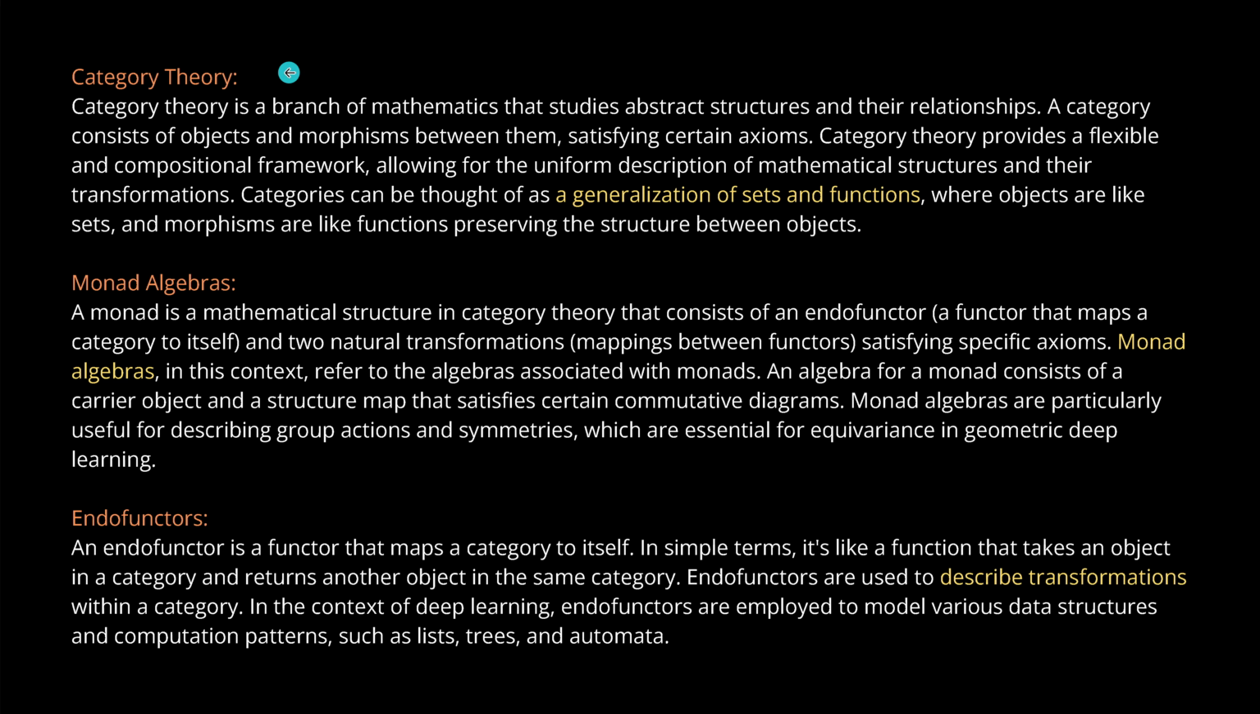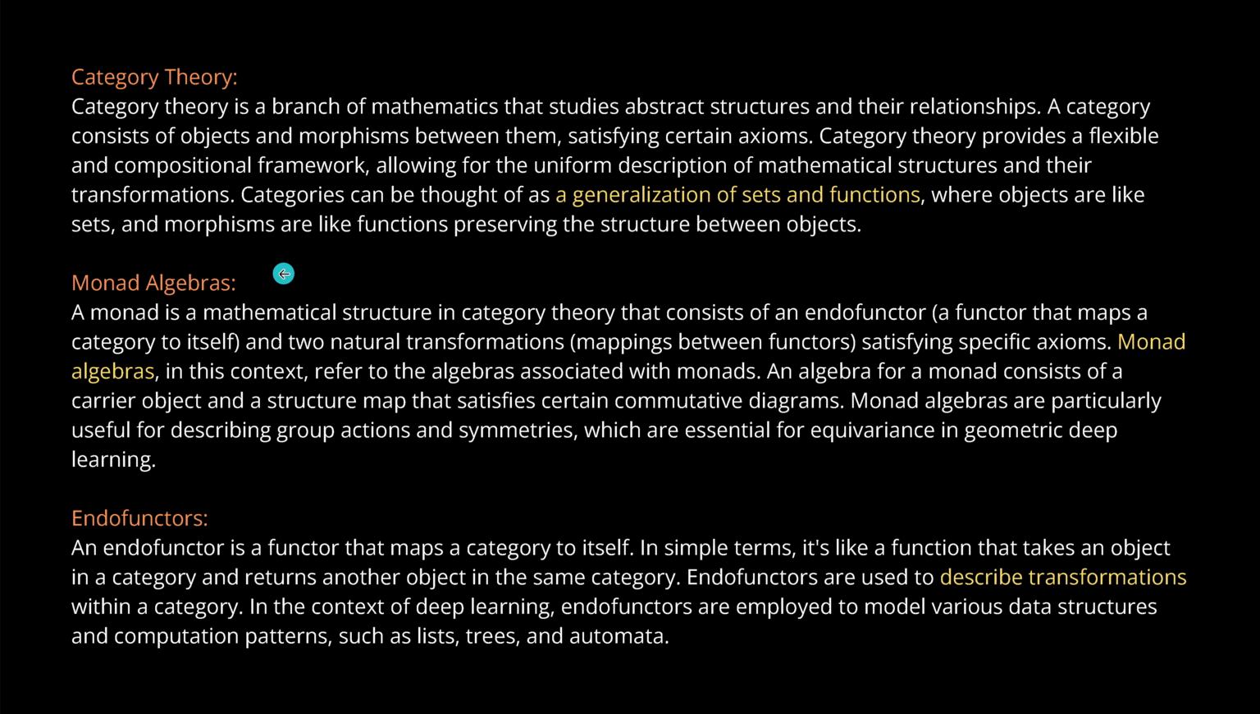So we are in category theory. This is a branch of mathematics that studies abstract structures and their relationships. A category consists of objects and morphisms between them, satisfying certain axioms, and I will show you these axioms. This theory provides a flexible and compositional framework, allowing for a uniform description of mathematical structures and their transformations. So a category can be sort of a generalization of sets and functions.